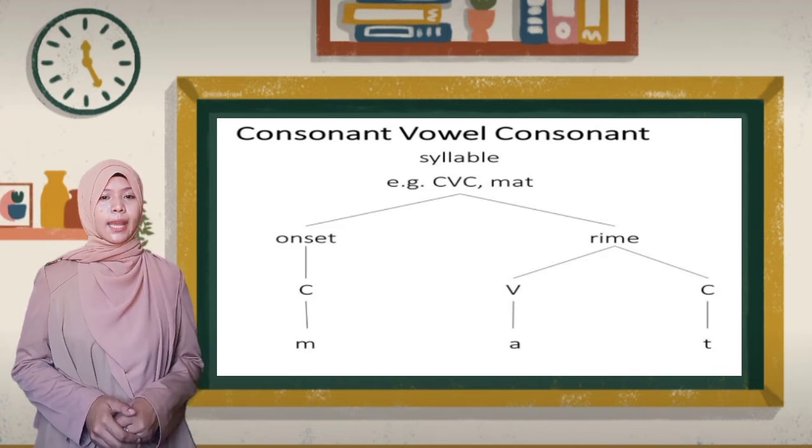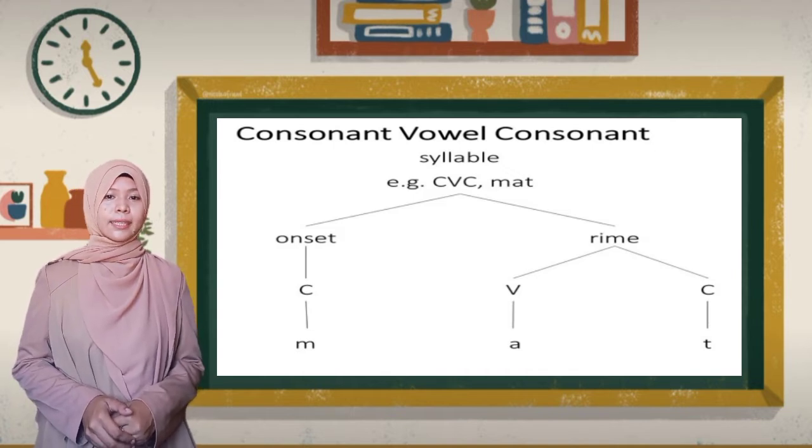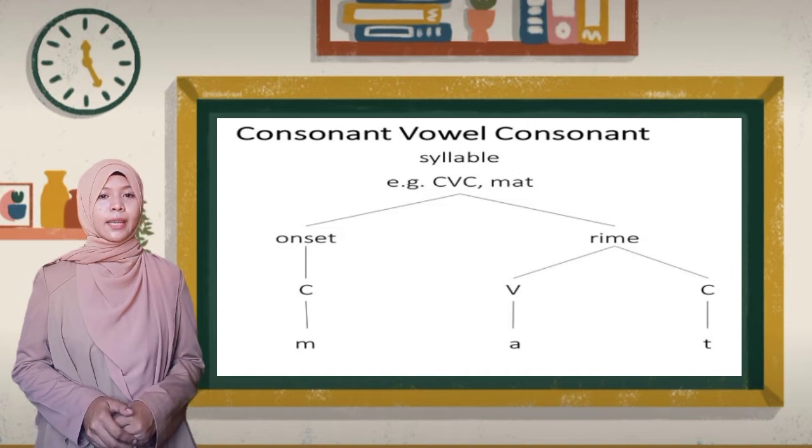Now let us apply the structure of the English syllable. Our onset here is the M since it is a consonant before the vowel, and our nucleus is the letter A. Our coda, the consonant after the vowel or nucleus, is the letter T, and letters A and T make up the rhyme.